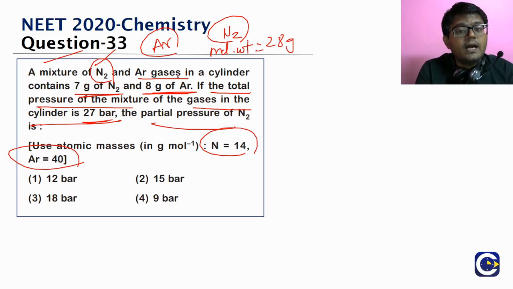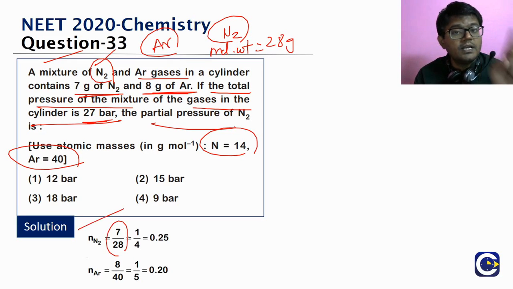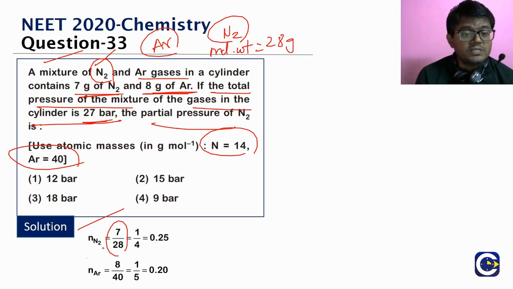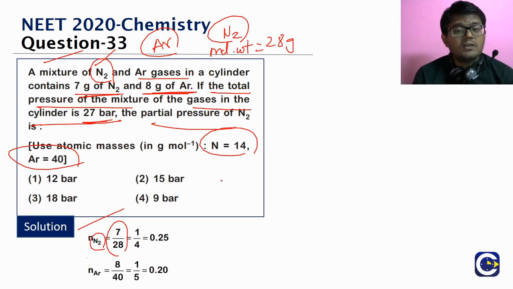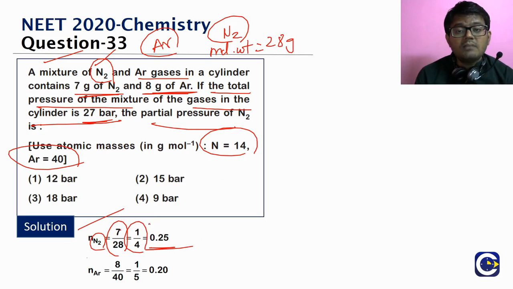We know the amount of nitrogen and the amount of argon. So we can find the number of moles of nitrogen gas. Number of moles means the given mass, which is 7 grams, divided by the molecular mass, 28 grams. 7 by 28 is 1 by 4, which is 0.25.